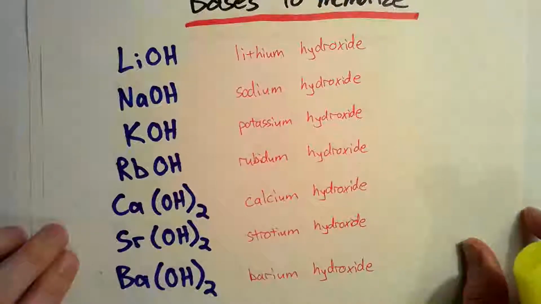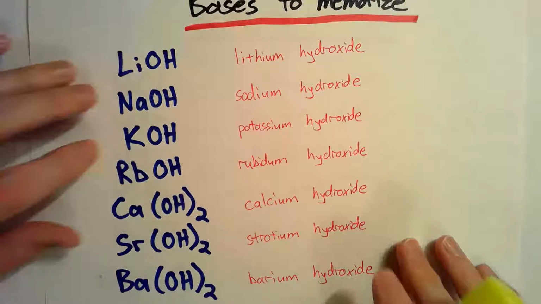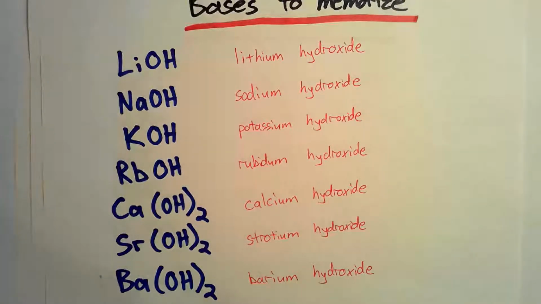So now let's look at the bases. The bases all end in OH. These are the 7 that I want you to memorize. And there's a real easy trick to memorizing these 7 bases.